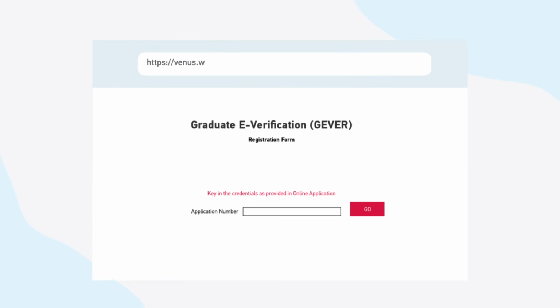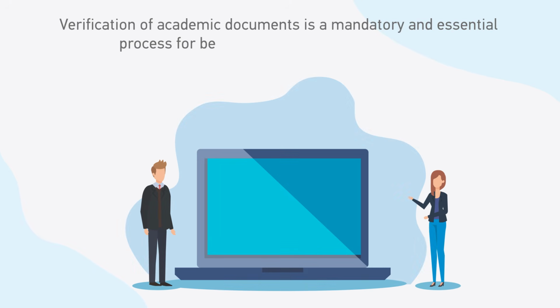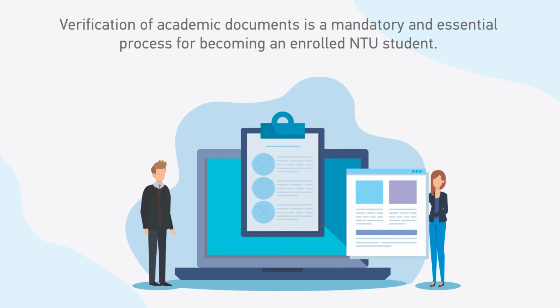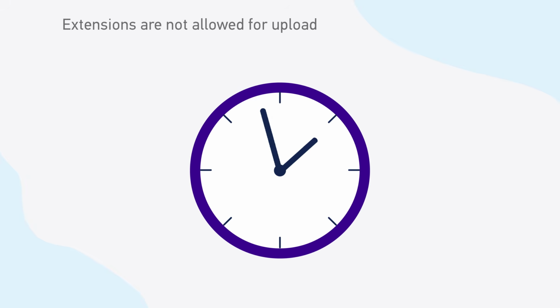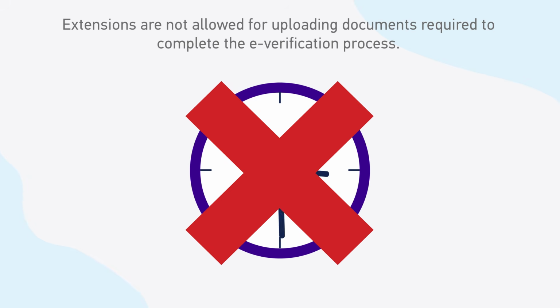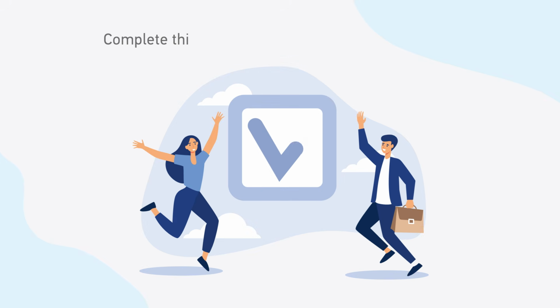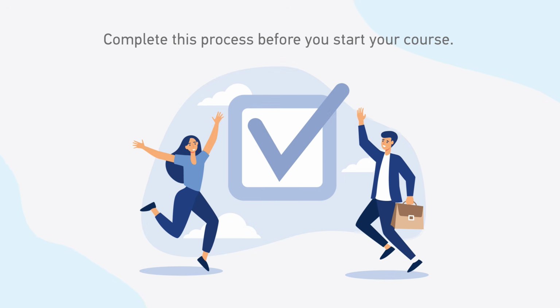Next, you'll need to complete the online verification of your academic records. To do this, log into the GVER portal, which is NTU's graduate e-verification system. Verification of academic documents is a mandatory and essential process for becoming an enrolled NTU student. Extensions are not allowed for uploading documents required to complete the e-verification process. Complete this process before you start your course.